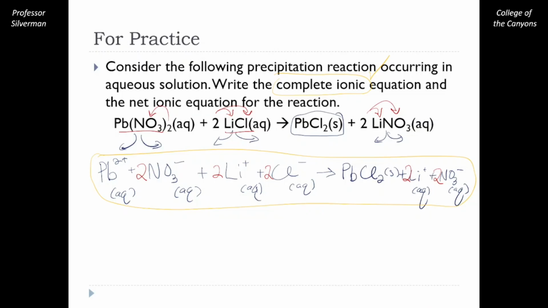There is a second step here. We want to look for our net ionic equation. For the net ionic equation, we want to look for things that show up more than once on the left and the right. Nitrate is here in the beginning, nitrate is here at the end. It's floating around, but it does not actually do anything. This is a spectator. Likewise, lithium is here floating around, lithium is here floating around. It is unchanged, does not participate. This is another spectator.